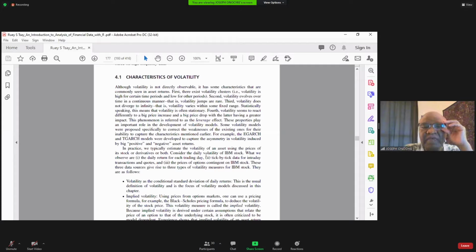So please read this. Just one more thing. In practice, we typically estimate volatility of an asset using the prices of its stock or derivatives or both. So let me say that again. Remember, price is what we observe. But price of what? If I'm interested in measuring the risk of Facebook, I can download the prices of Facebook from Yahoo, and from those prices I can measure volatility as a measure of risk of Facebook.